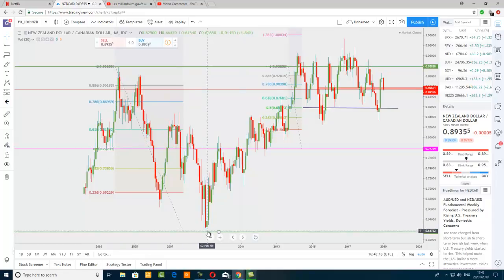Fibonacci retracement and highlight the 50% Fibonacci retracement level. The 50% Fibonacci retracement level of the move from here all the way down here is exactly 0.77739. I'll give you all the numbers so you get it right, okay?